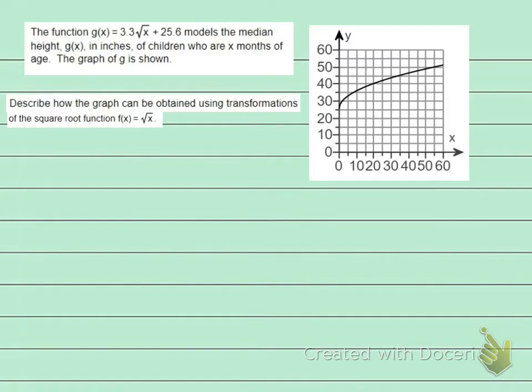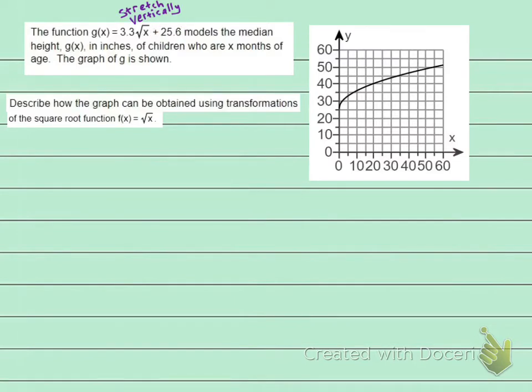Okay, so normally if you had the square root of x, it would look something like this. And we can use this equation to see what's happening. So from left to right, the first thing we see is this 3.3, and this is actually stretching the graph vertically. And the other thing we see is this plus 25.6.